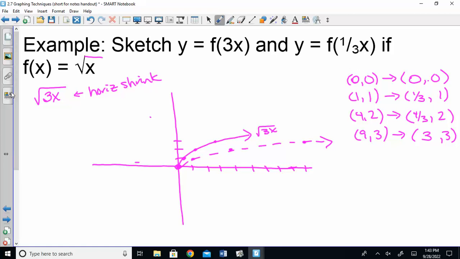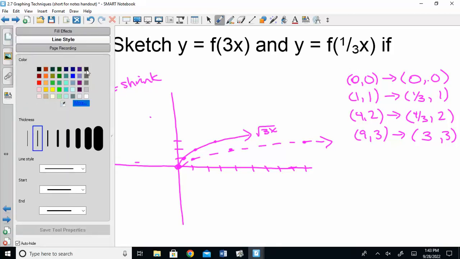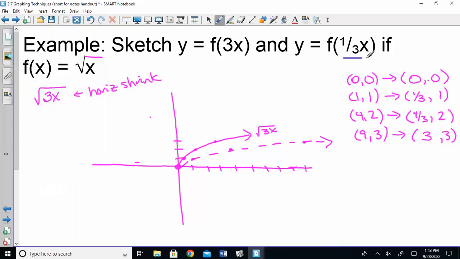So the next one, f of 1/3 x. So that means the square root of 1/3 x. That's my horizontal stretch. Okay, if you think about our points, we're still changing x. The y stays the same.